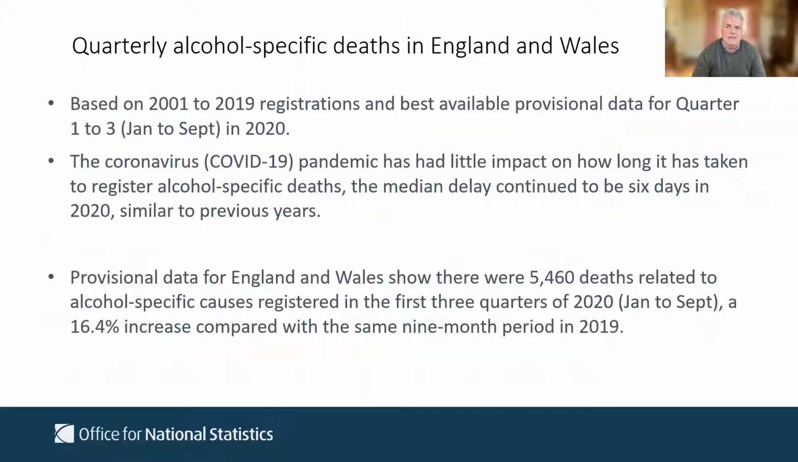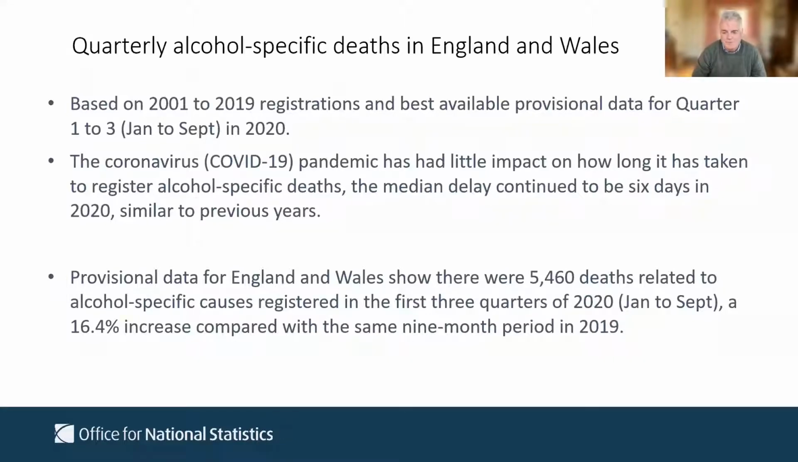So looking at the provisional data for the first 3 quarters, in fact, of 2020, there has been a quite significant increase in deaths in that area. And 5,460, not approximately, were related to alcohol-specific causes in the first 3 quarters. And that is actually a 16.4% increase over the first 3 quarters of the preceding year.